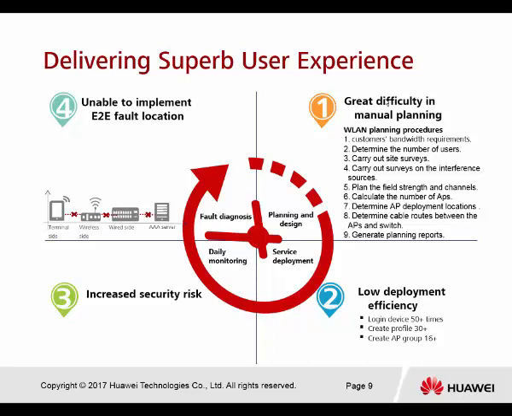So the first one over here is the great difficulty in manual planning. Customer bandwidth required. Determine the number of users, so we have to figure out how many users are going to connect to the WLAN. Carry out the site survey. Carry out the survey on the interference source.